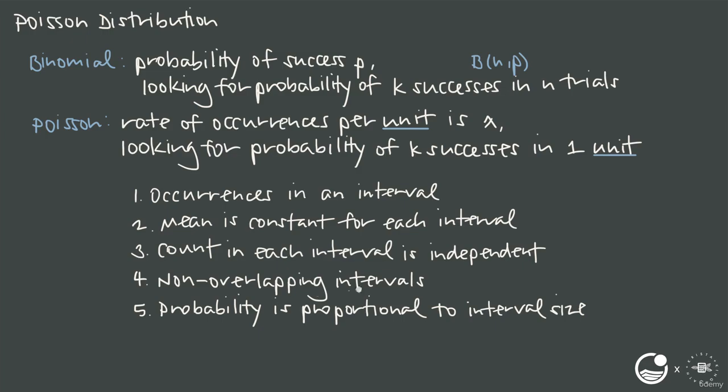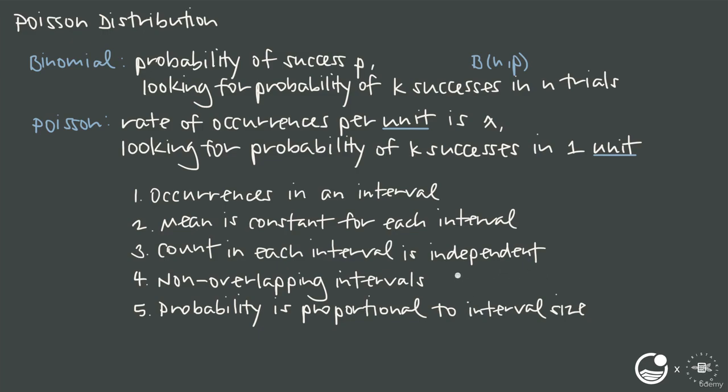We need to have non-overlapping intervals. So if we're counting planes passing over the house per hour, we can't overlap our hours. So if we count planes from 9 to 10 a.m., then the next interval would be 10 to 11 and then 11 to 12.